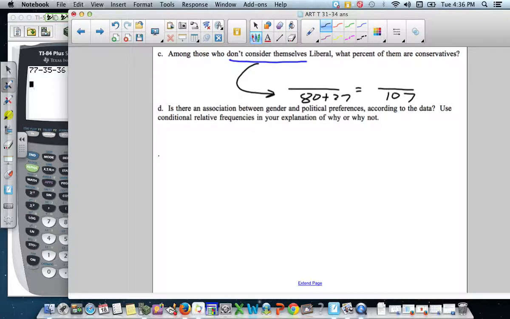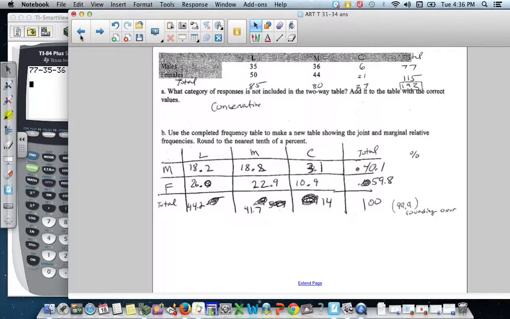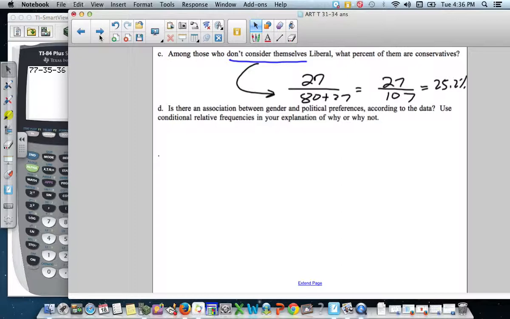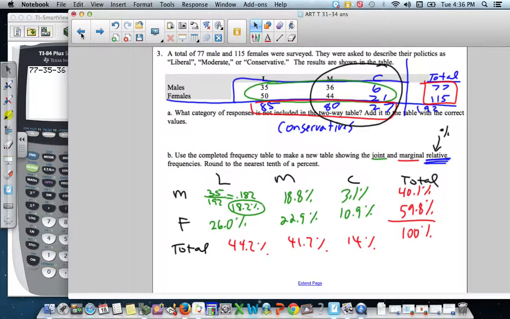What percent of them are conservatives? Well, the conservatives was the 27. So what is 27 divided by 107? You get about 25.2%. When you have a conditional probability or a conditional relative frequency, what it does is it changes your denominator to a lower number. We have 107 here as a denominator. That was reduced from the grand total of 192 that we used in the table in Part B. So of the condition of just these 107 who are not liberals, what percent are conservative?